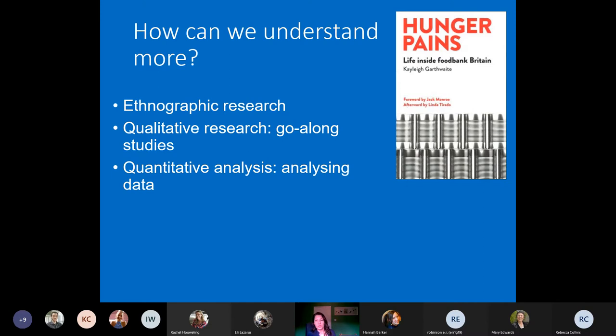There's qualitative research, so you can do go-along interviews and spend time with families. And there's quantitative analysis, which is analyzing data, whether it's primary data you've collected or secondary data from national surveys, which is where I fit in.